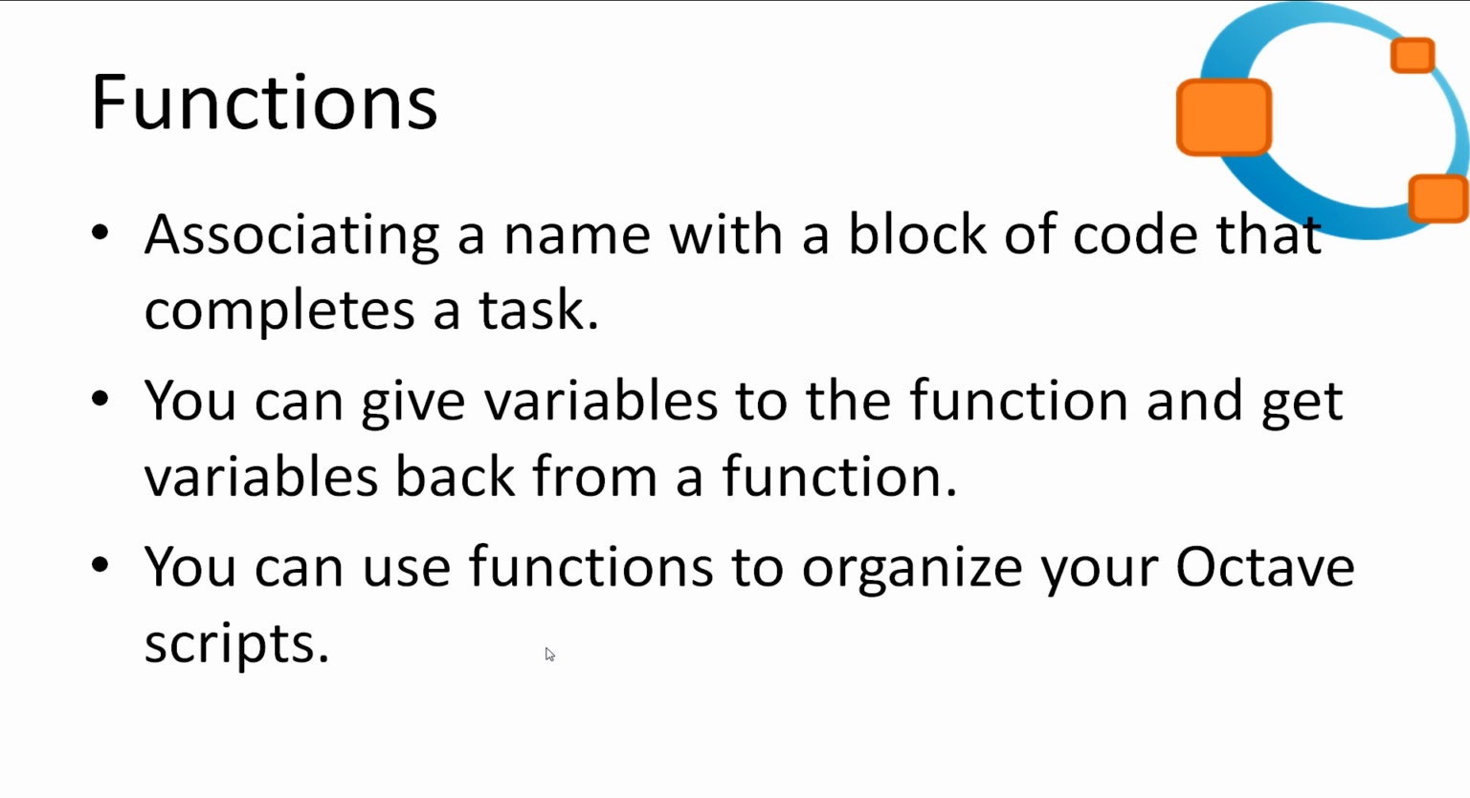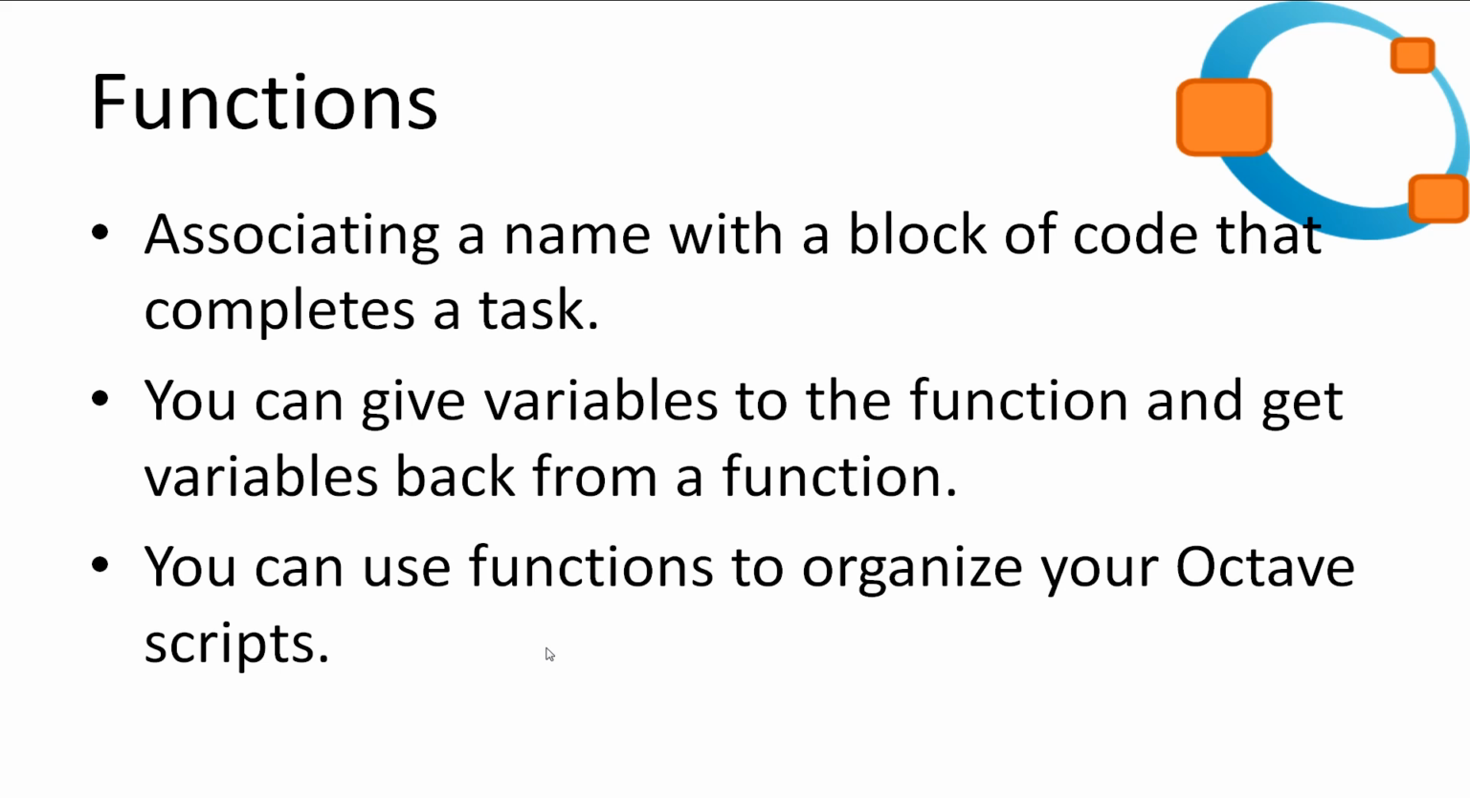Functions are a way of associating a name with a block of code. Generally, the code in a function is for a specific purpose or to complete a certain task. Functions allow us to give them variables to work with, as well as provide functionality for returning an answer once it's done. In Octave, you can use functions to organize your Octave scripts, and you will see how in a little bit.